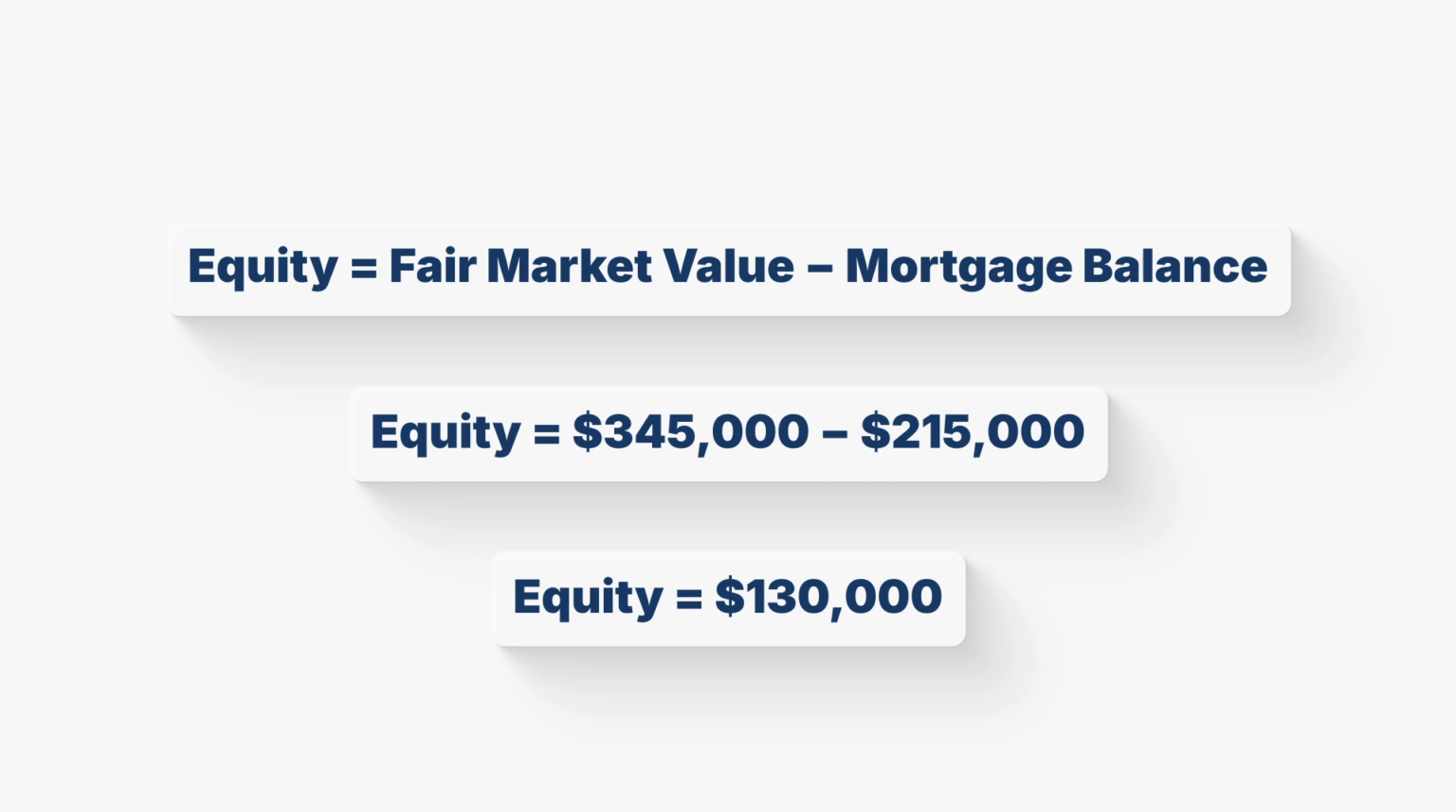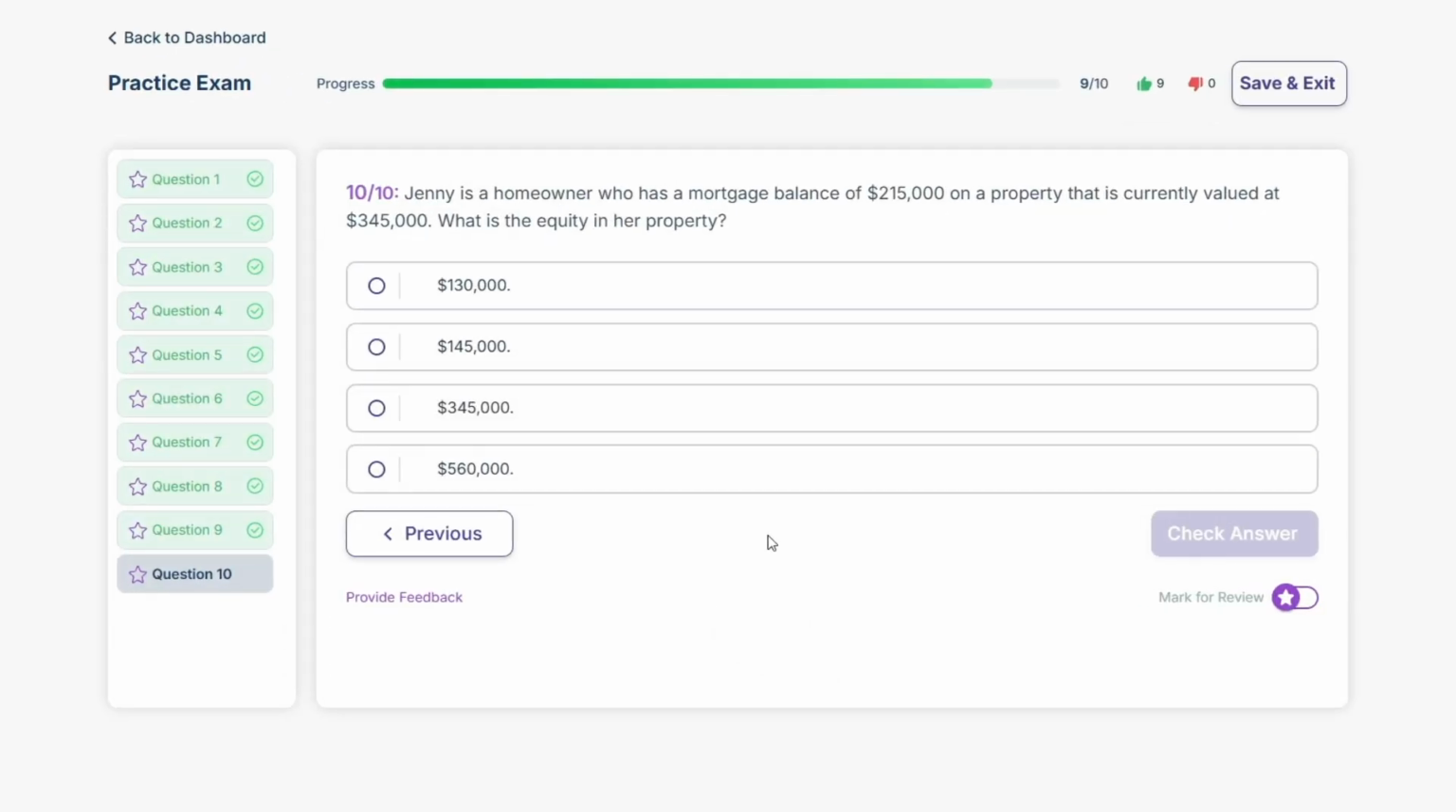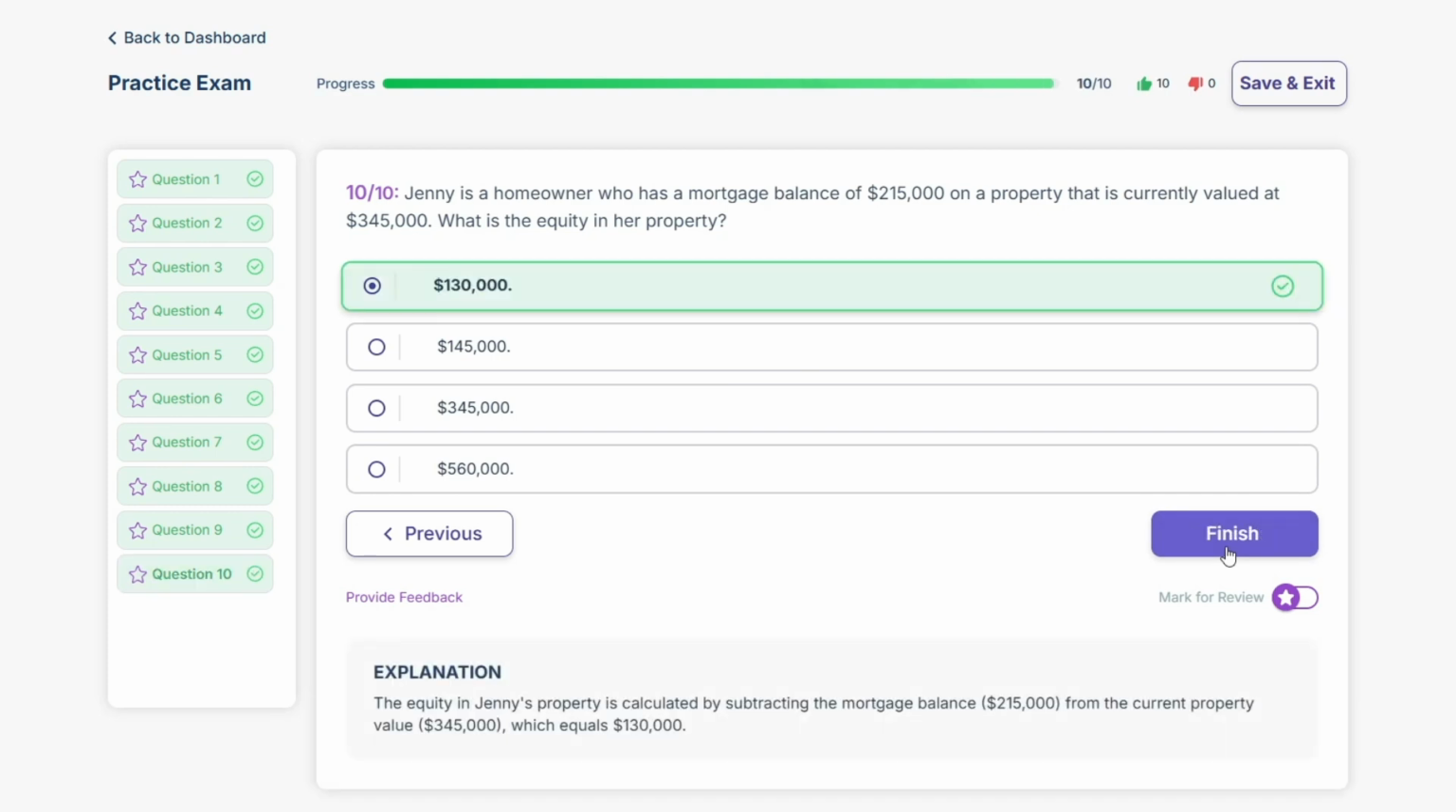To find the equity, we start with the current value of the property, which is $345,000, and subtract the remaining mortgage balance of $215,000. When we do that, $345,000 minus $215,000 gives us $130,000. So, Jenny has $130,000 in equity in her property. The correct answer is A, and there you have it.